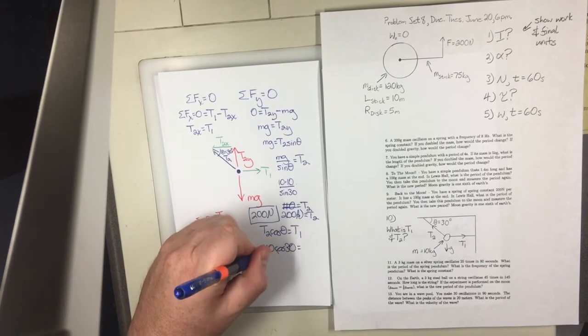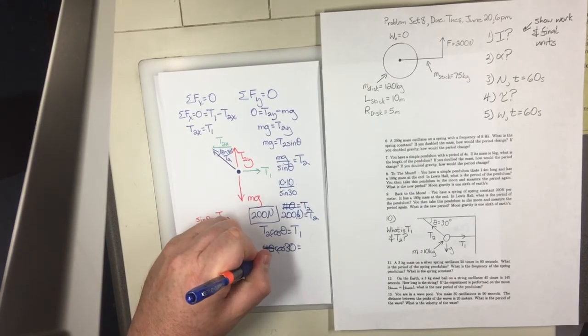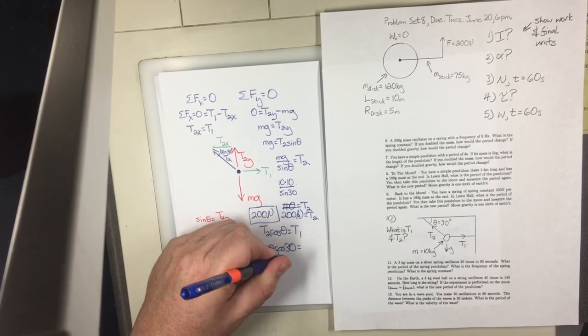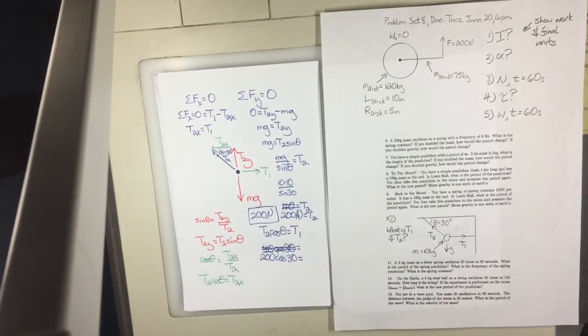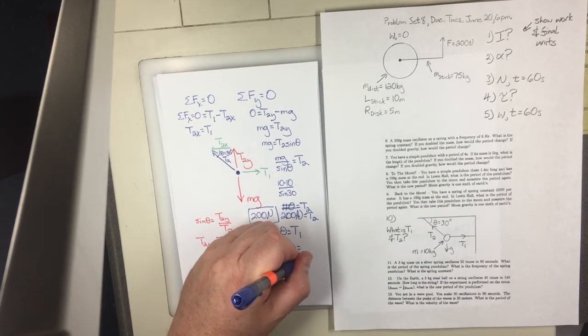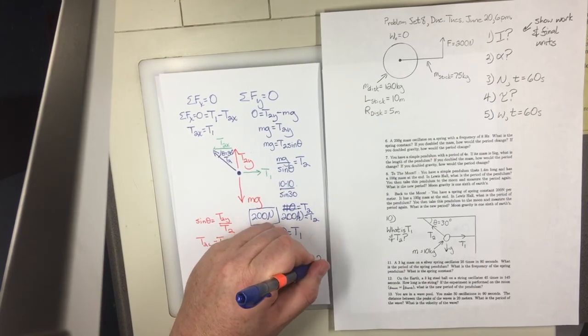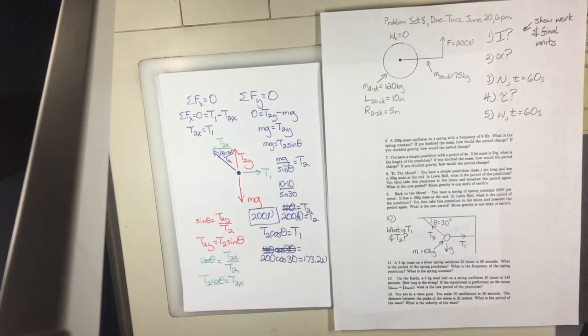So if that's 200, we propagate that over here. 200 cosine 30. That means T1 is 173.2 newtons.